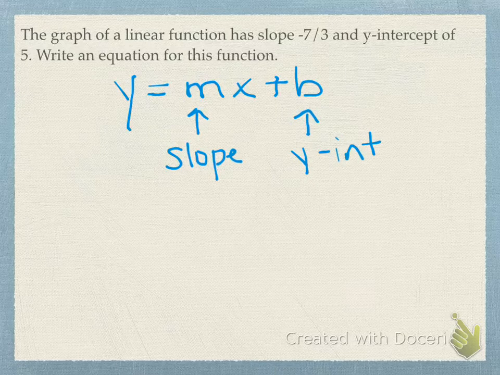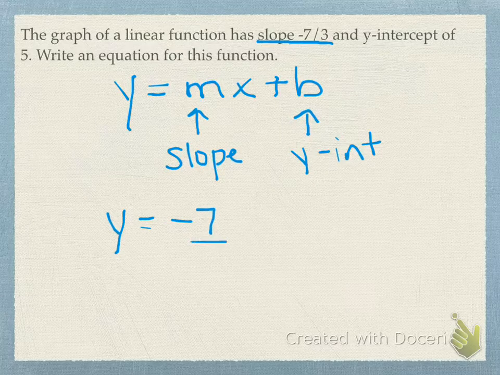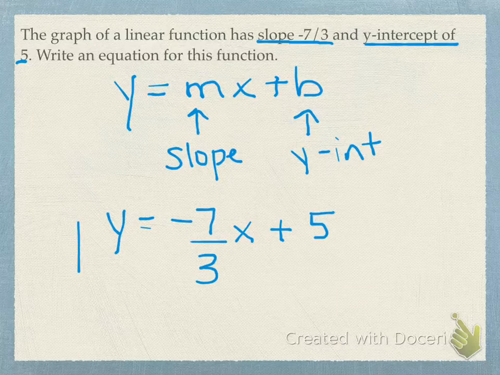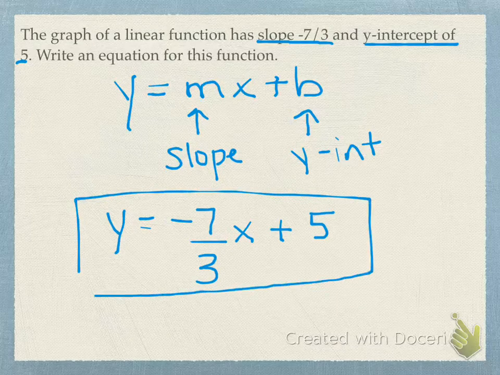So if I were to read this question, it says the graph of a linear function has a slope of -7 over 3 and a y-intercept of 5. Write an equation for this function. Well, it tells me right here that my slope is -7 over 3. So in the m position, I'm going to write -7 over 3 x. And then it says I have a y-intercept of 5. And because that's a positive 5, I write plus 5, and I'm done. That is my equation.